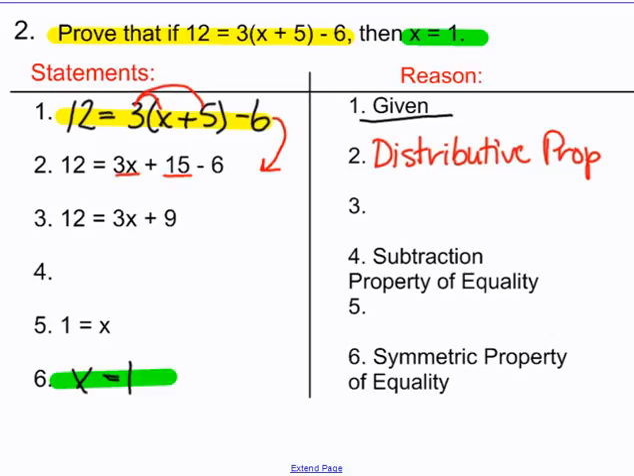Next, I look to see what happened between steps 2 and 3. Well, if I look at this, nothing happened to the left-hand side again. But I noticed that the 15 minus 6 turned into 9. So what did they do? They combined like terms. So that is the simplify.